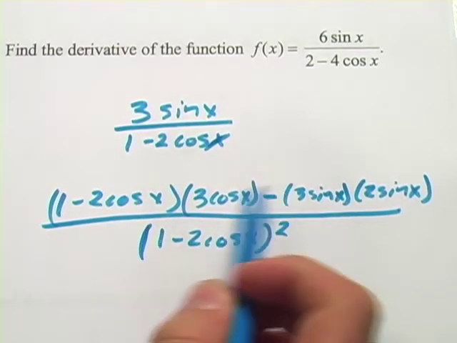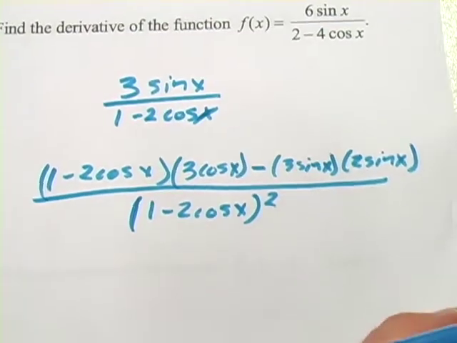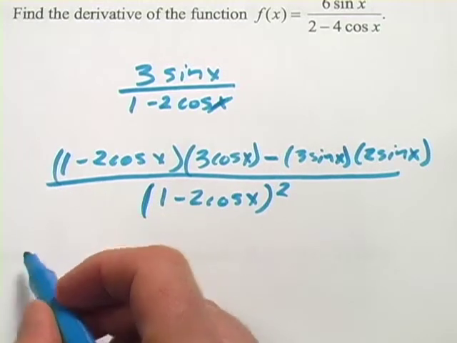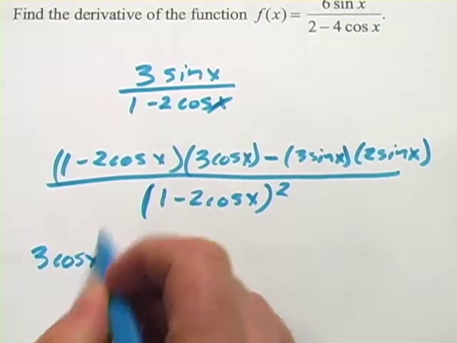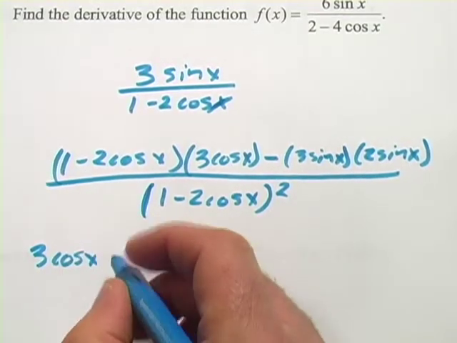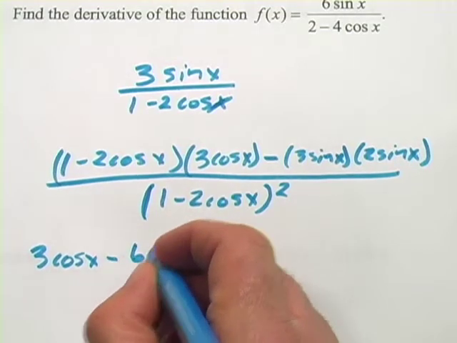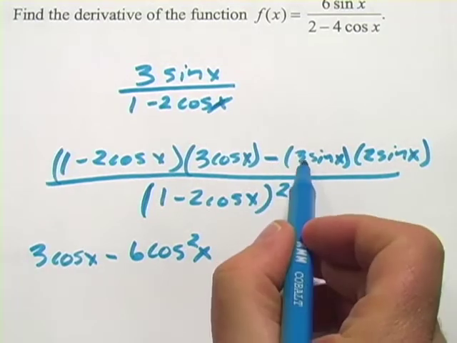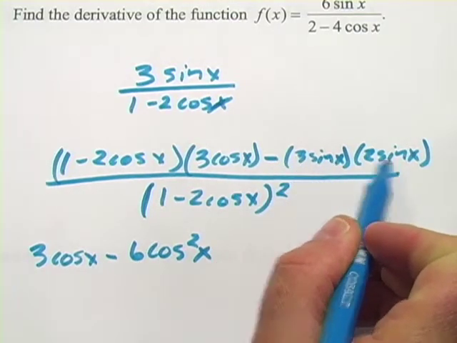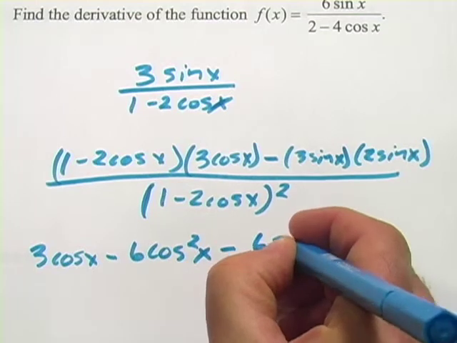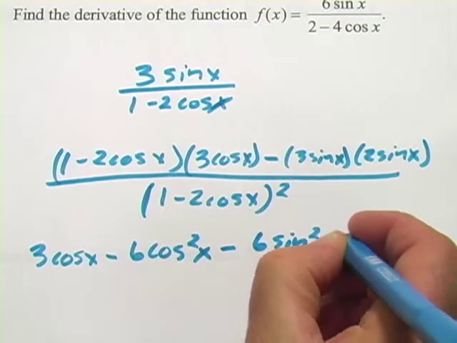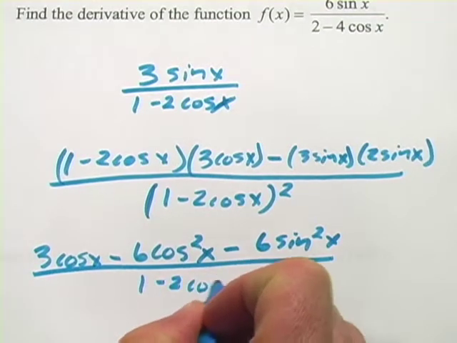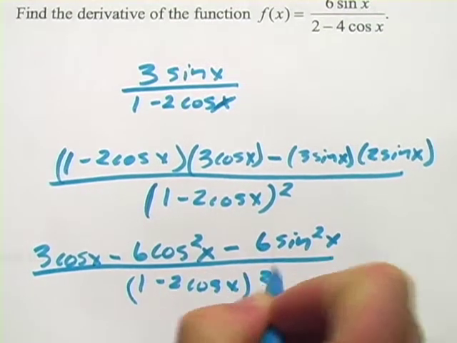Now let's see if we can do some simplifying up top. I think I'm going to multiply through here to start. So I'll take this 3 cosine x, multiply it by 1, that gives me 3 cosine x, and then multiply it by the negative 2 cosine x, that gives me minus 6 cosine squared x. And then we have a 3 sine x times 2 sine x, so that's just 6 sine squared x, and that's all over 1 minus 2 cosine x quantity squared.